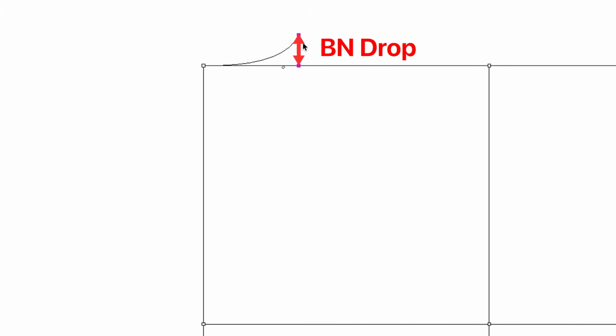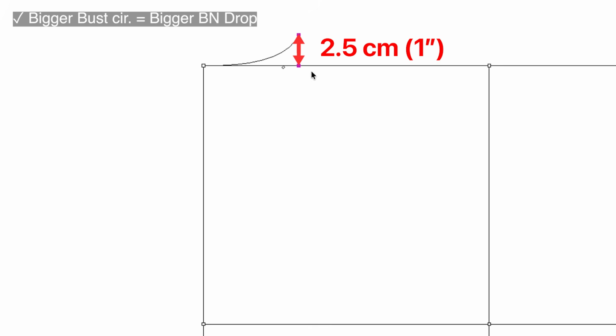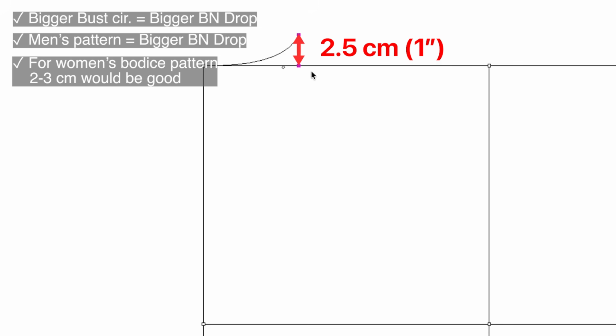This height, back neck drop, is 2.5 centimeter in this example. One of my viewers asked me the other day, I said 1.5 inches in one video and 1.25 in the other video. She asked which one is correct. It's not that one is correct and the other is wrong. The back neck drop can be a little bit bigger when the bust circumference is big, or when I make a men's pattern, I make it a little bit bigger, even 4 centimeters, something like that. But for women's, between 2 and 3 centimeter would be good, and you're gonna adjust it in the fitting.